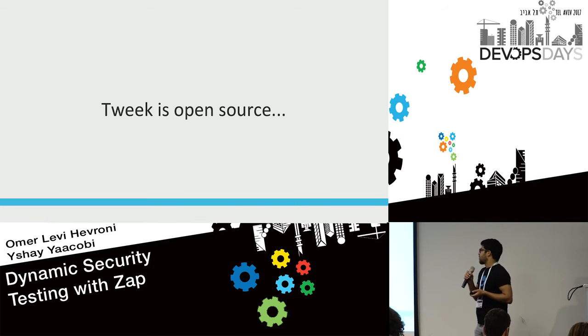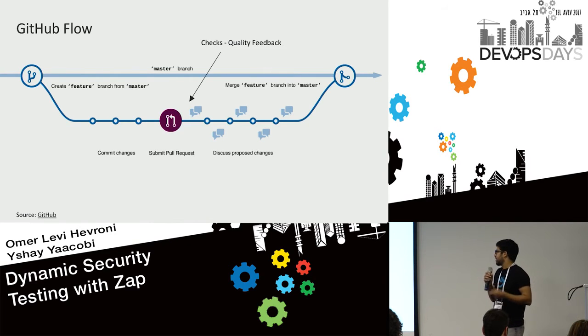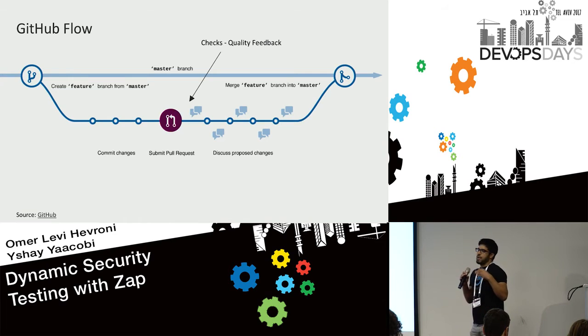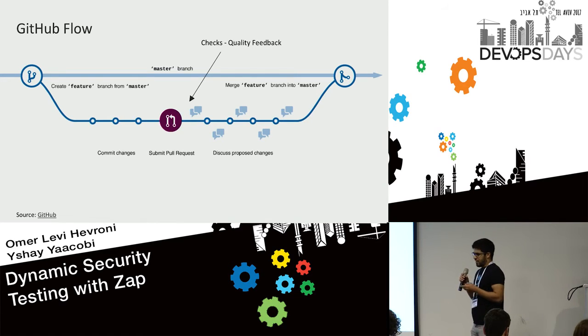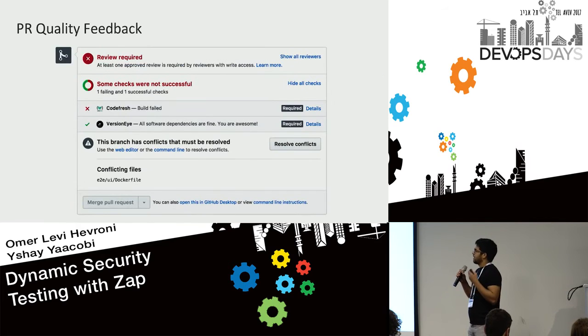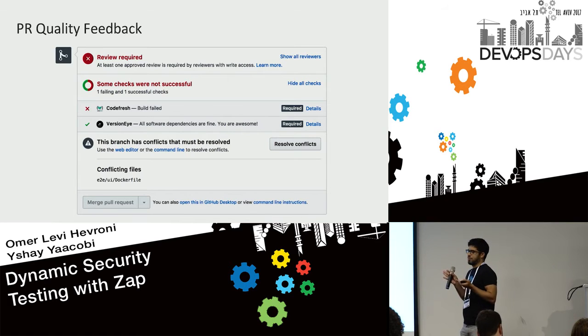So how do we protect our master branch in Tweek? We use a regular GitHub flow. I'm sure many of you are familiar with that. I mean, it's pretty common. Our main master branch is protected, and if you want to add new code to Tweek, you have to do it using a pull request. And our pull request approval mechanism requires a manual code review from one of Tweek maintainers and a bunch of automation checks.